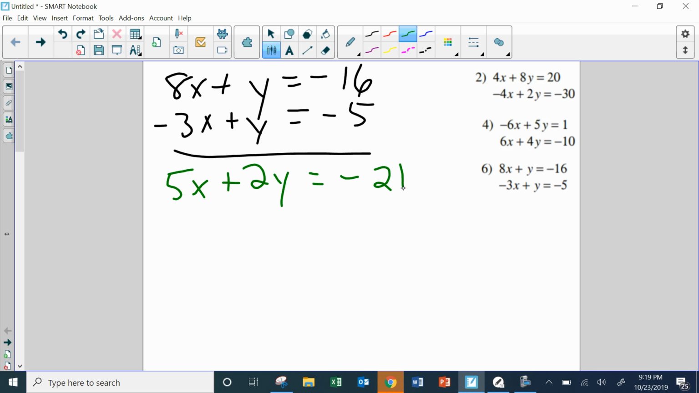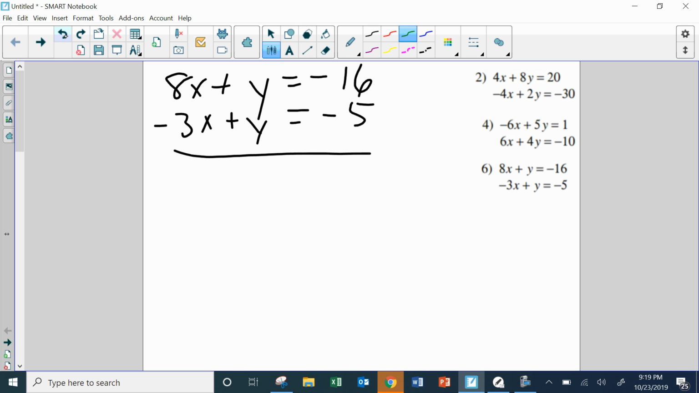Now that's mathematically correct. We can do that. The problem is it doesn't help us any because we still have two variables. We still have the x and the y in our equation. We can't solve an equation if we have two variables. So we need to just back up. Back it up. I need to somehow change one of the equations so that it will wind up canceling out with the other equation somehow. One variable.